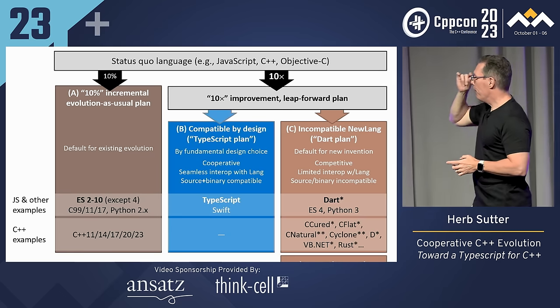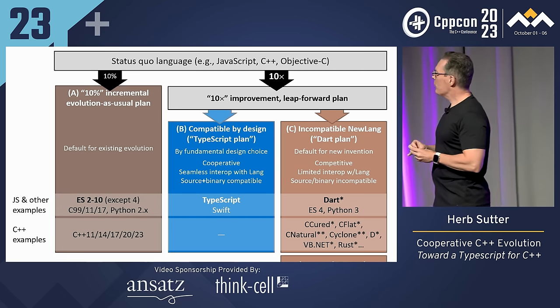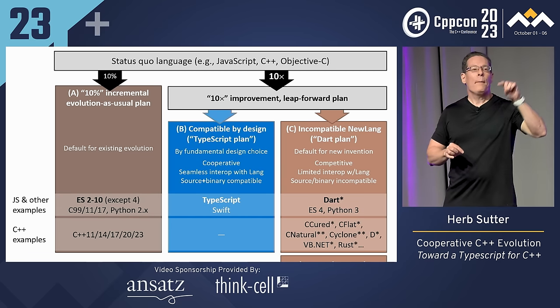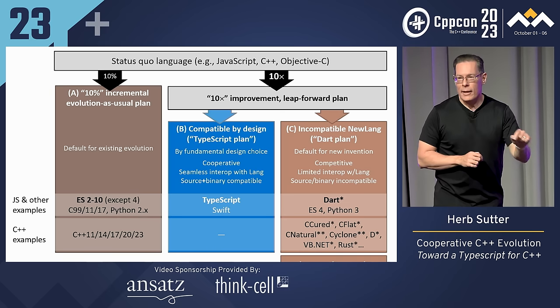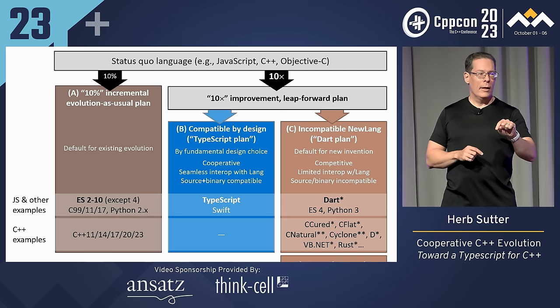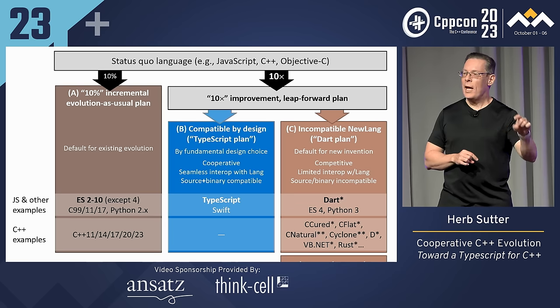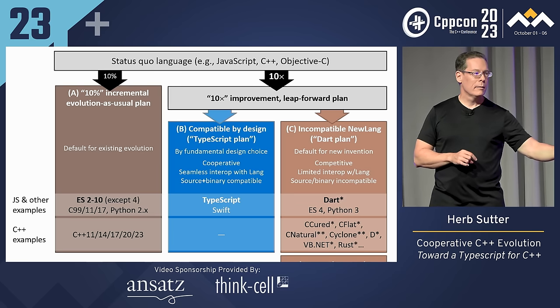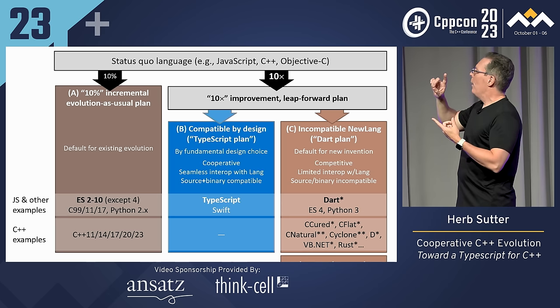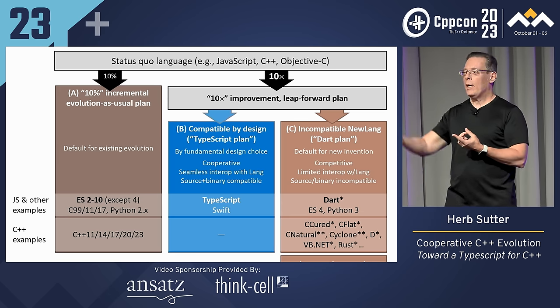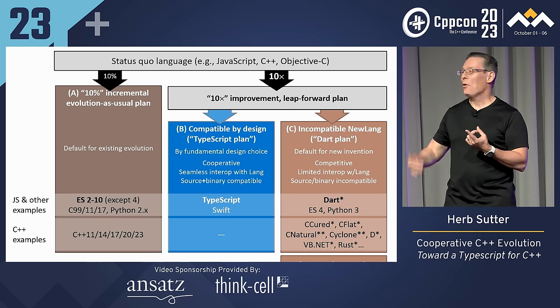There is a door number three. There is a TypeScript plan. This is the plan that Bjarne used for C++. Bjarne pioneered the TypeScript plan because C++ was a TypeScript for C. It's exactly what it was. It is a fundamental design choice that you make either at the very beginning of a project or never again.